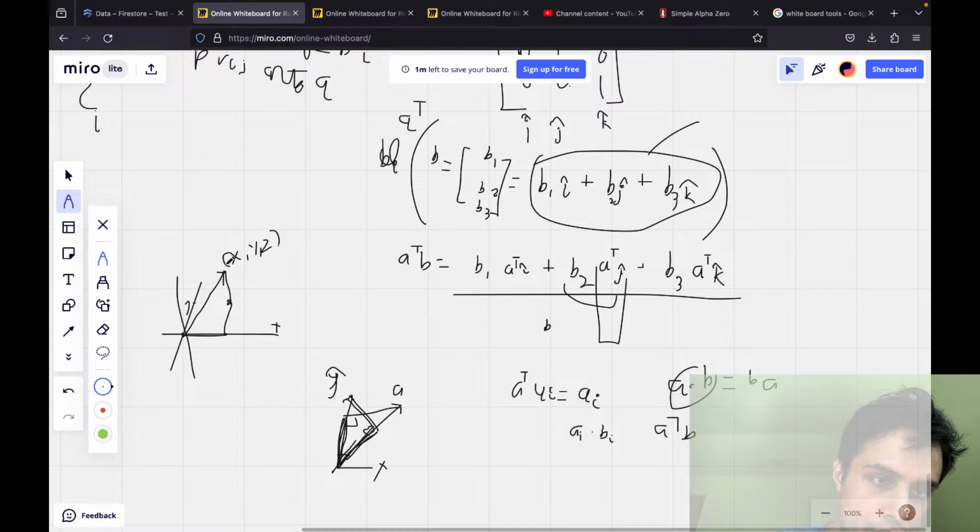Then the projection of this vector onto the x-axis is simply x, right? It's this. If you drop a perpendicular onto x, that would just give you x. And then its projection onto the y-axis right here is simply y, and the projection of this vector onto the z-axis is simply z.